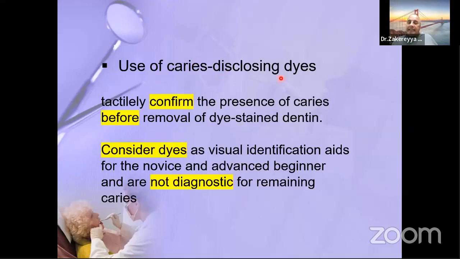Use of caries disclosing dyes. Yes, you can, but not every layer of the dentine that has absorbed the dye should be removed. Now, be careful about this. Tactilely confirm the presence of caries before removal of dye stain. Yes, the stain shows you here is demineralized dentine. Then bring your sharp spoon excavator and feel it by tactile sensation. And you must consider dyes as visual identification aids for the novice, for the beginner, not diagnostic for remaining caries. All right? So it's not like a rule wherever there is a stain by the dye, the dentine should be removed. That's very wrong.